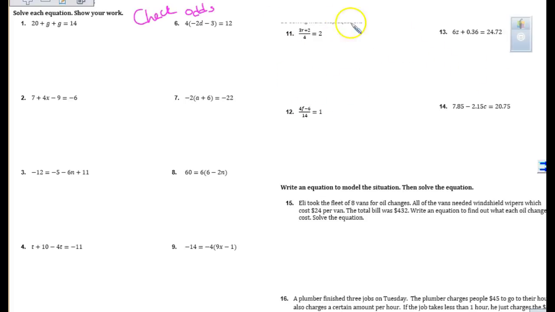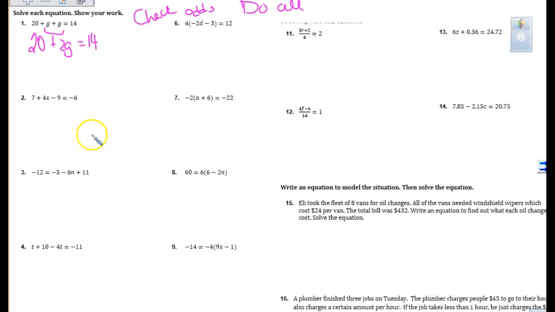So we're going to start with number 1, and this is the work I'm looking for. If you don't feel like showing this and just putting an answer, you get no credit. So we're going to start with adding our like terms. So I have 20 plus, if I'm adding G plus G, Sage, how many G's do I have? So 1G plus 1G. I have 2G equals 14. My goal is to get 2G by itself.